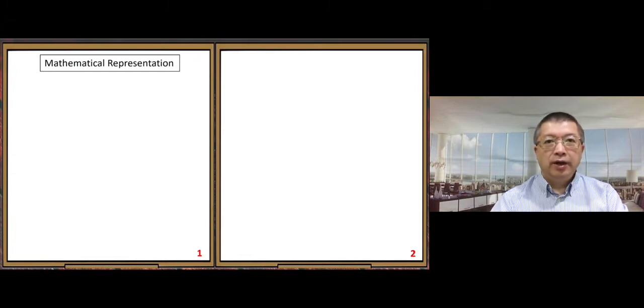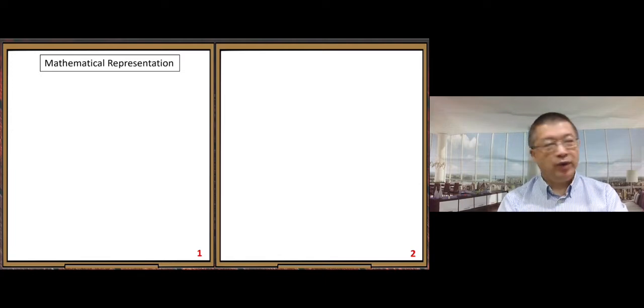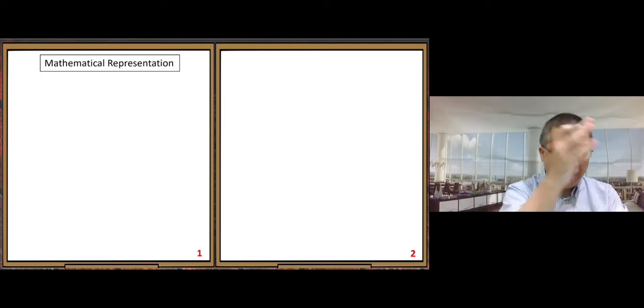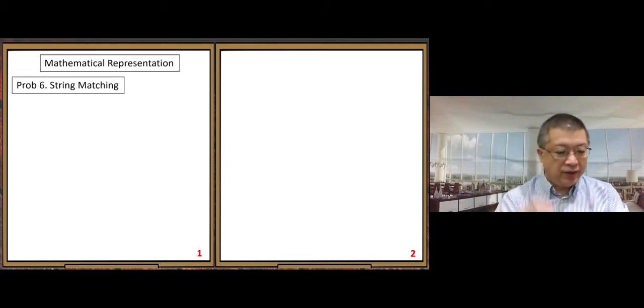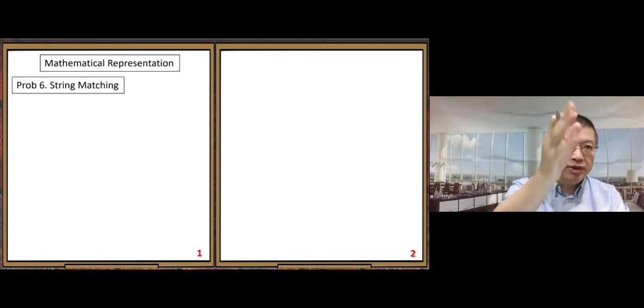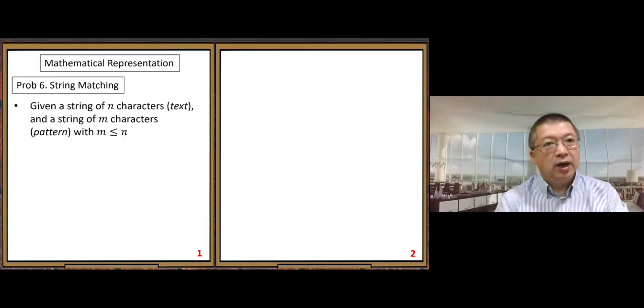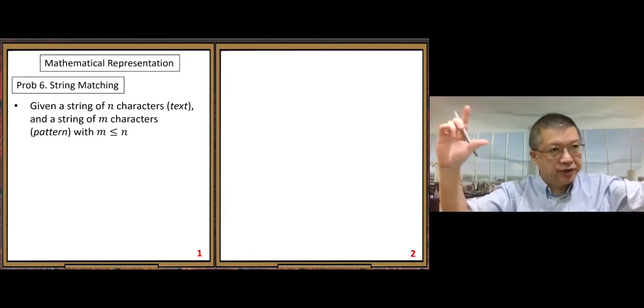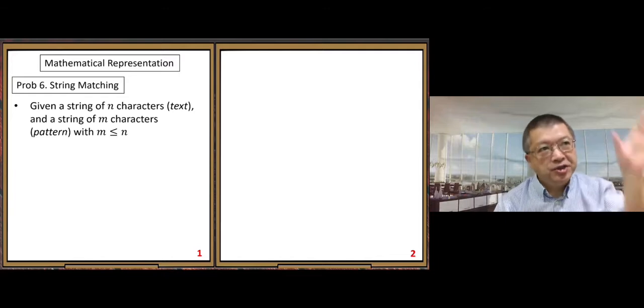When we work on this problem, there are several things we want to learn. The first thing is mathematical representation. All right, so look at our problem. Problem number 6, string matching. Given a string of n characters, we call it text, a block of text, n characters containing space.